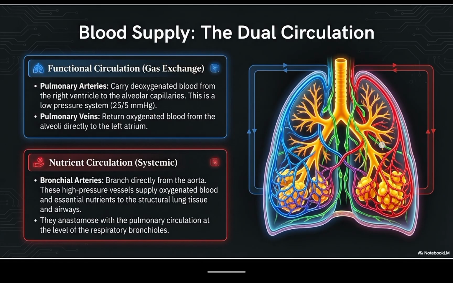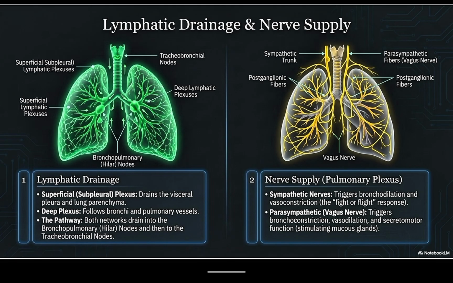So the bronchial arteries supply the structural lung tissue. So what is supplying them? The bronchial arteries. They supply nutrients to the lungs in order to maintain the tissue. They branch directly from the aorta. These high pressure vessels supply oxygenated blood and essential nutrients to the bronchial tissues of the lungs. The bronchial tissues of the lungs are just the structural tissues of the lungs and the airways. So that is what you have in mind.